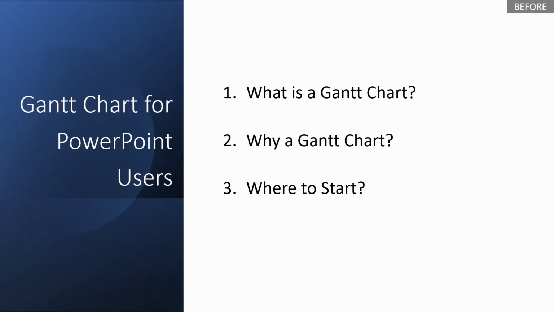Next, let's look at example 2. This comes from my video about Gantt charts. For the initial few slides, we talk about what is a Gantt chart, why a Gantt chart, and where to start. Now I had this as a numeric list, but it doesn't have to be. Instead, we can just use a simple arrow motif that acts as bullets for our text here.